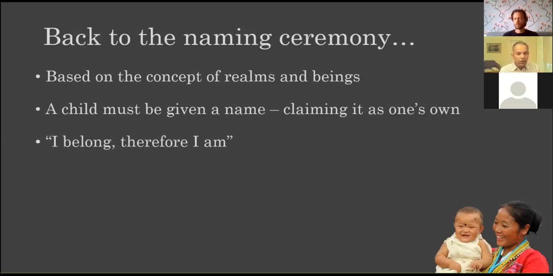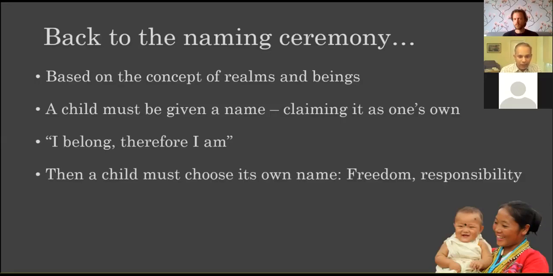If you do not belong, if you do not have a clan, if you do not have a family, if you do not have a village, if you do not have a land, you have no identity. Then again, a child must choose its own name. Even when the child is born, it is seen as a free human agent. Therefore, it has freedom to choose its own name. Then once it chooses its name, it cannot blame anyone else.